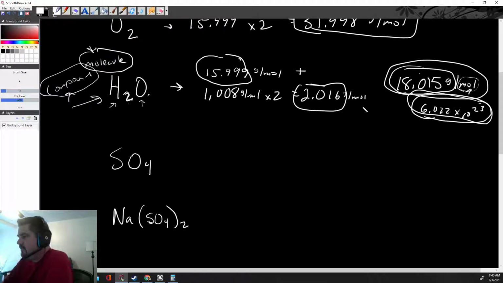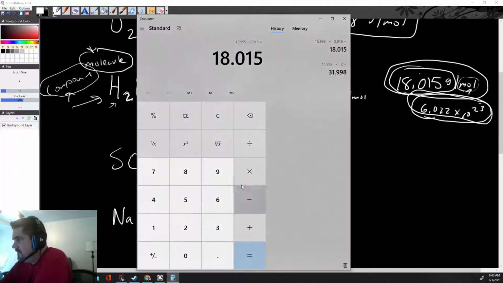Let's do SO4. I'm not an expert at chemistry, but I think it's sulfate or something, or sulfite, I'm not sure. Anyway, there's 4 oxygens, 1 sulfur. So let's just do the oxygens first, because we already know those are 15.999 each, and we're going to times them by 4. There's 4 of them. And what does that equal?